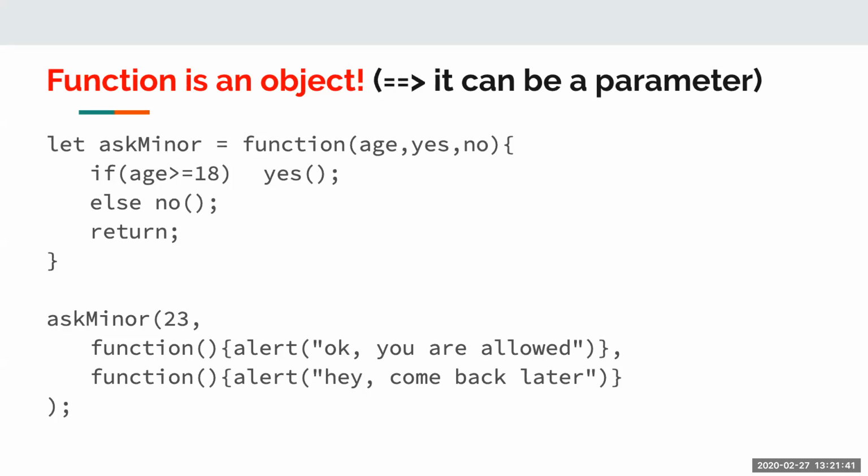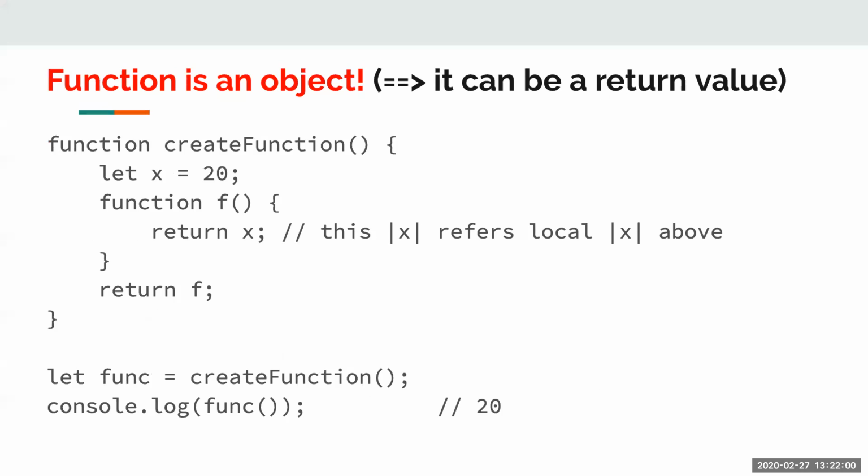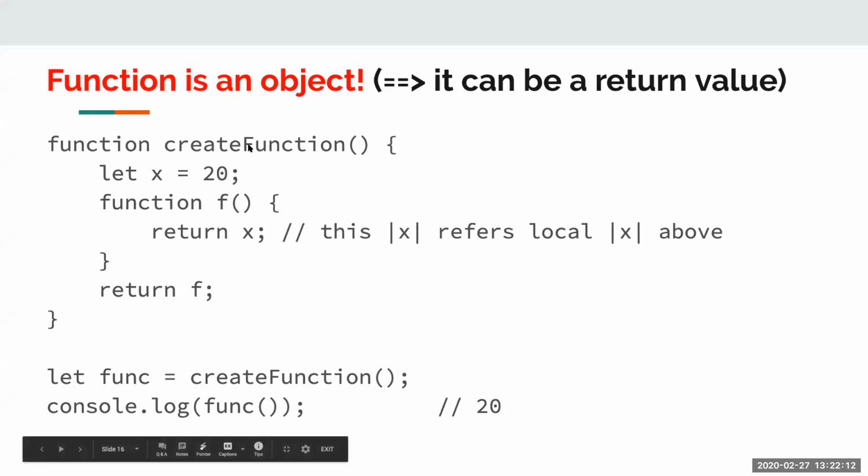Okay. Anybody have a question? Again, another emphasis on function being an object. Return value could be a function. So what's happening here is that I have this create function, and then inside the function, I'm creating this function.